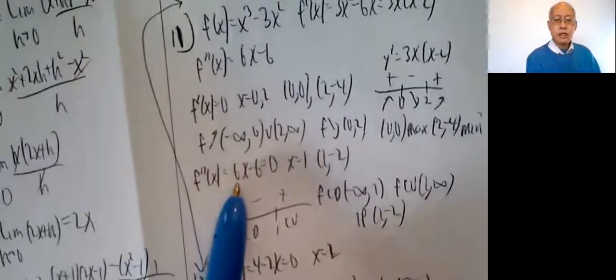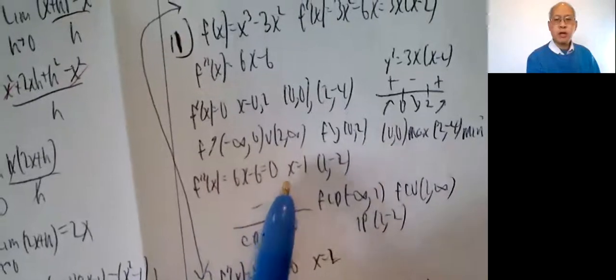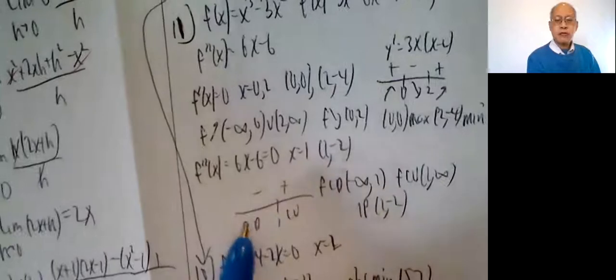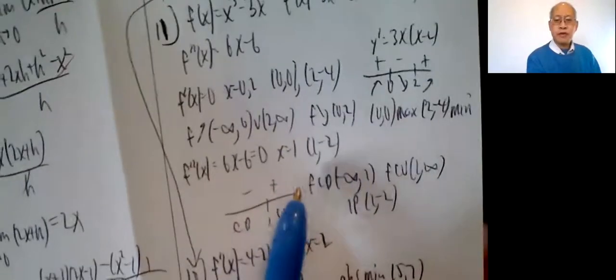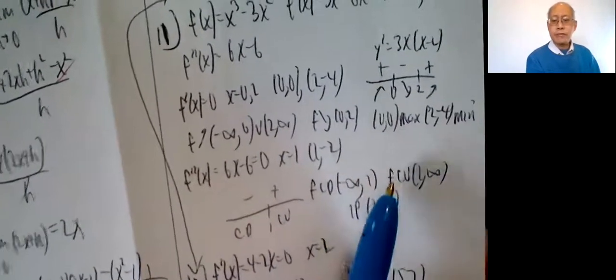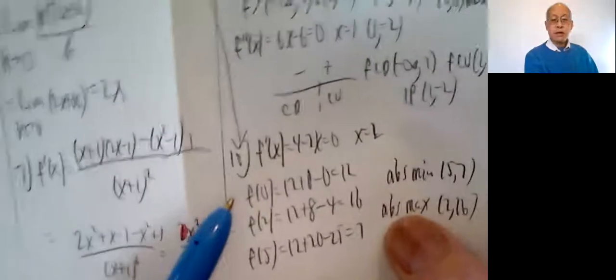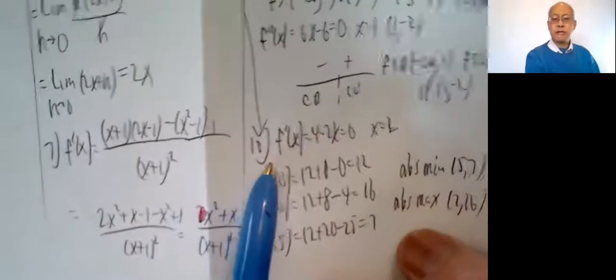f double prime, set that equal to 0. That gives me x equals 1, (1, -2). Sign chart: negative, positive; concave down, concave up. So f is concave down from negative infinity to 1, concave up from 1 to infinity, and the inflection point is (1, -2). That was problem 11. Number 10, going a little out of order here.